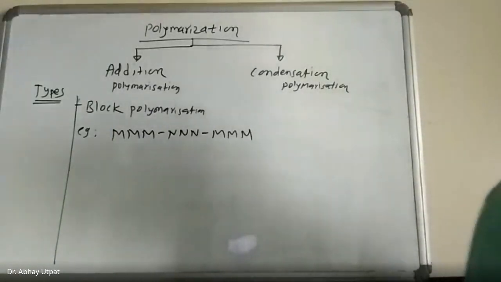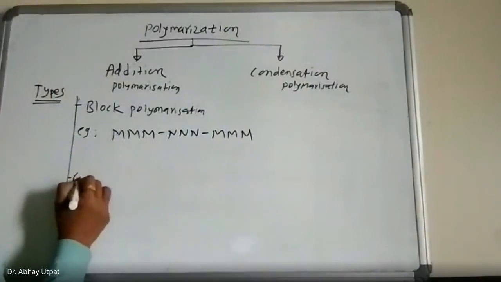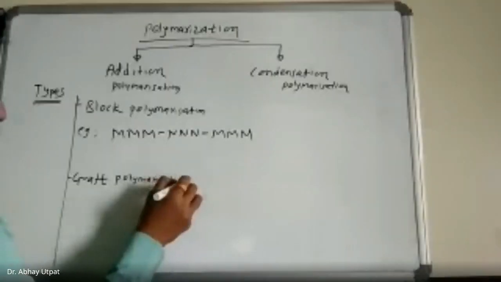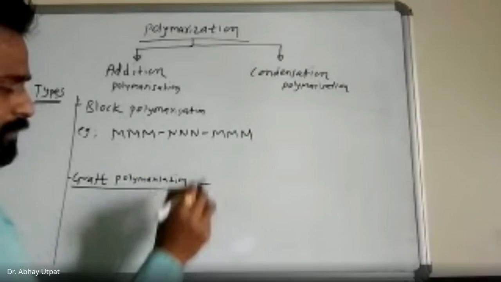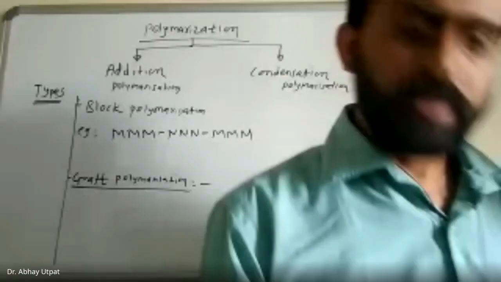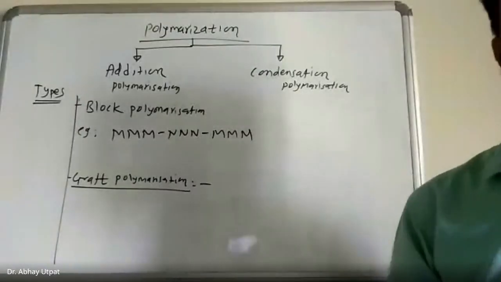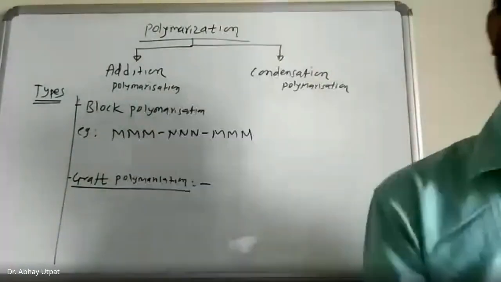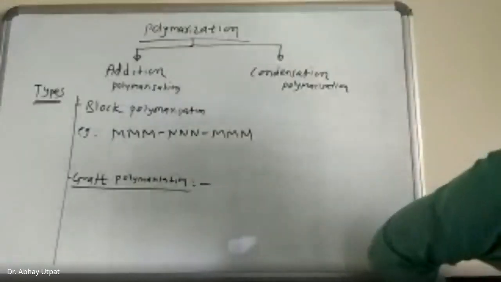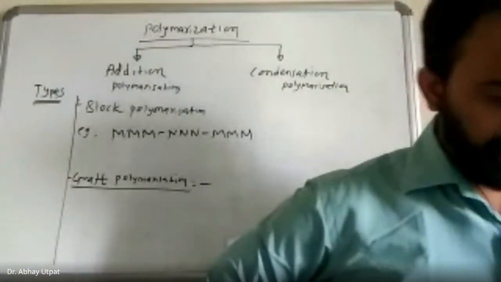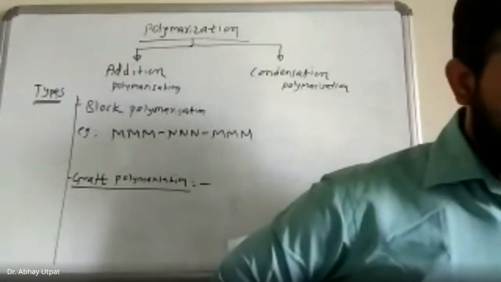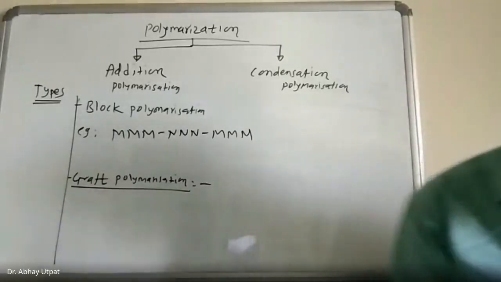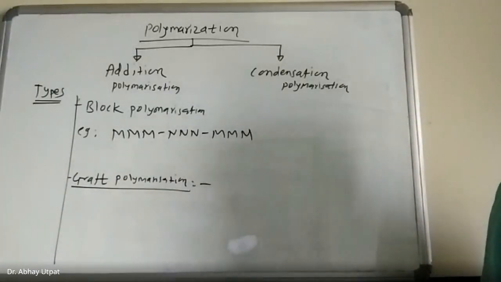Fourth, graft polymerization. Graft polymerization is similar to block polymerization. Here, the group of another monomer is represented by one another unit. I will dictate, then you will understand. These are having structure which is a little different from block polymerization.